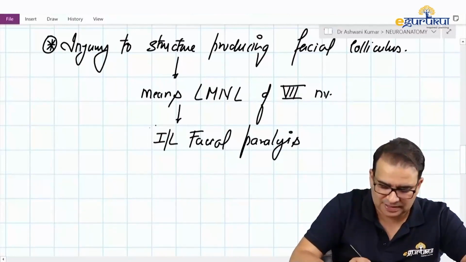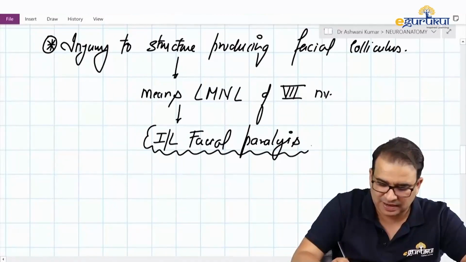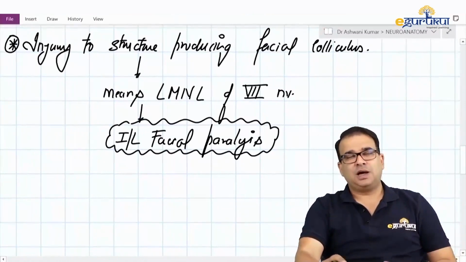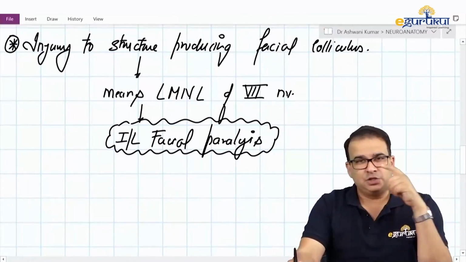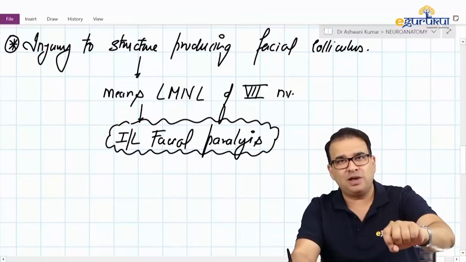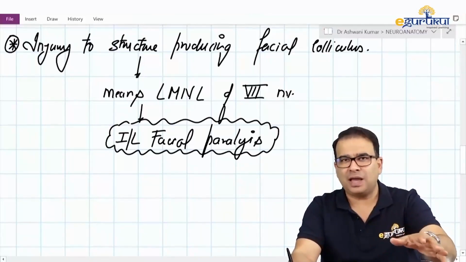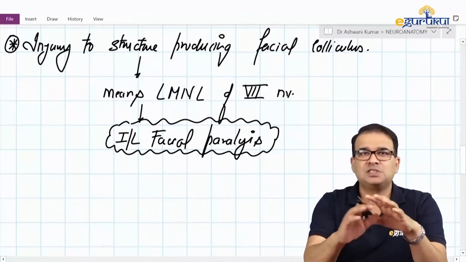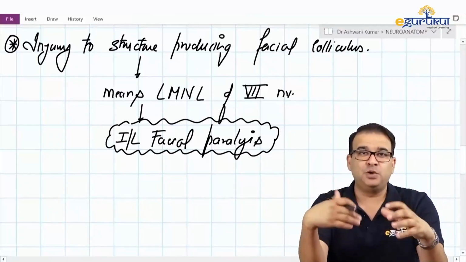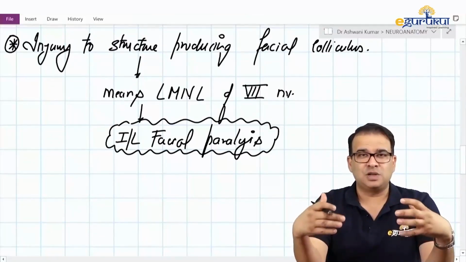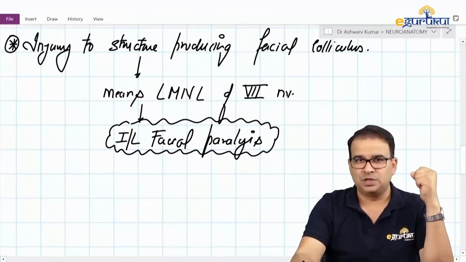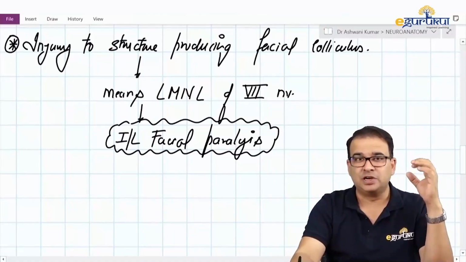Don't go with lateral rectus as an answer. They purposefully gave lateral rectus in the options so that people mark it. If the question had said injury to the nucleus present deep to the following elevation, then you would say, okay, the abducens nucleus will go, because they have asked the question based on the nucleus. But if the question simply says injury to the structure producing the facial colliculus, the facial colliculus is mainly because of the facial nerve which winds around the abducens nucleus. So the answer has to be facial nerve injury in that case.